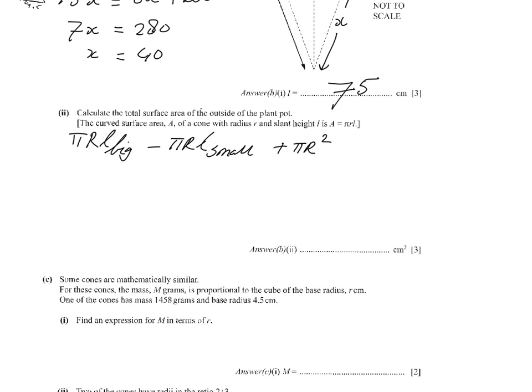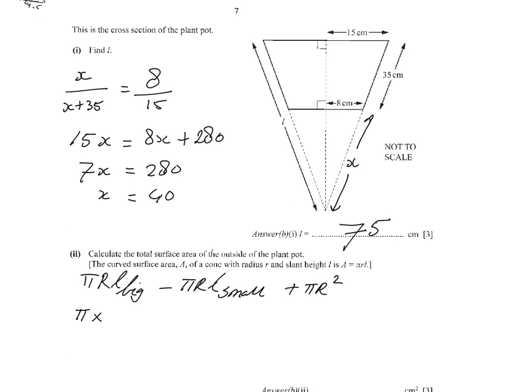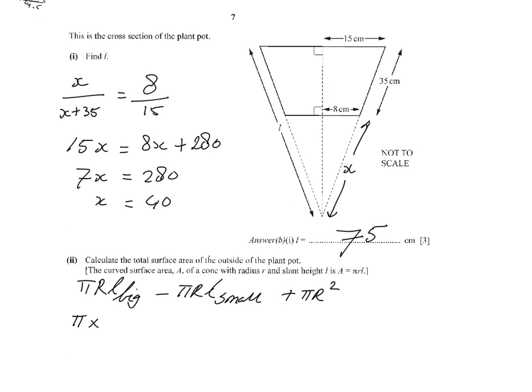So I don't get all those decimals at the beginning. Pi times... oh dear, I have to go back again. Let me just leave it like this. It's 15, right? The radius of the bigger one, pi times 15 times L, which was 75. Okay, that's of the big one. Let's put some brackets around that. Take away pi times the small one, 8 times, was that 14? There we go. And then we have to add pi r squared, and that has 8. Yeah, so 8 squared pi.